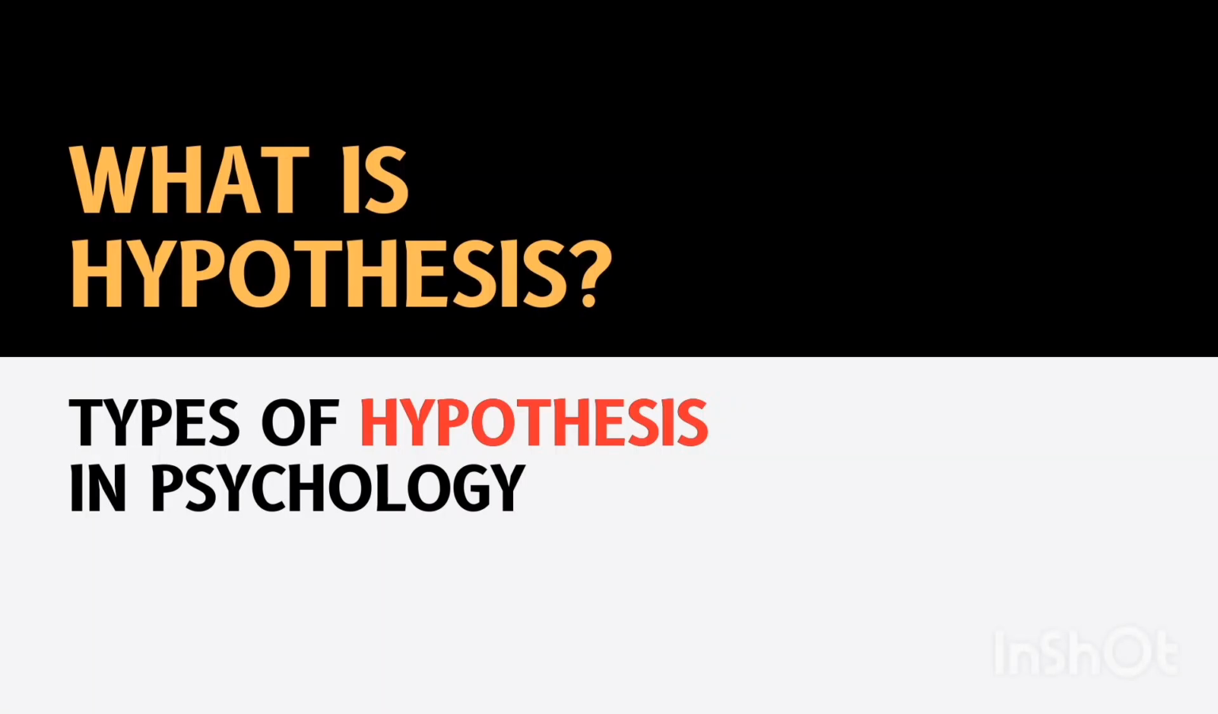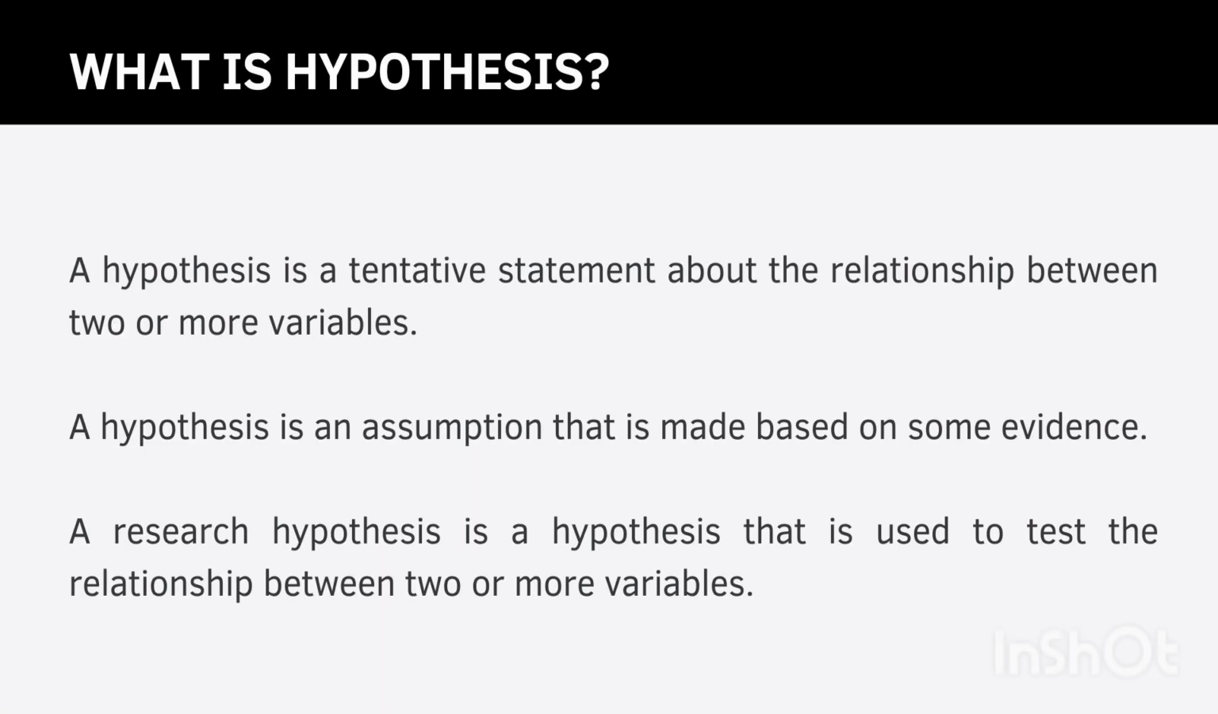What is a hypothesis? Types of hypothesis in psychology. A hypothesis is a tentative statement about the relationship between two or more variables. A hypothesis is an assumption that is made based on some evidence. A research hypothesis is a hypothesis that is used to test the relationship between two or more variables.